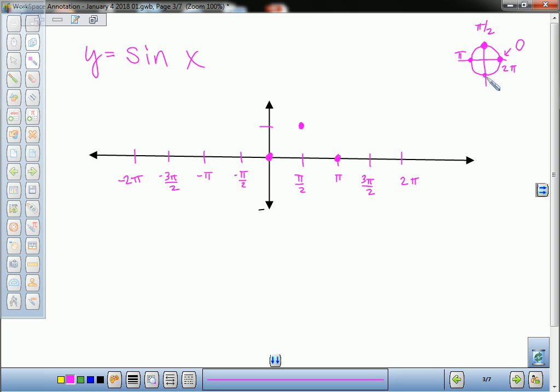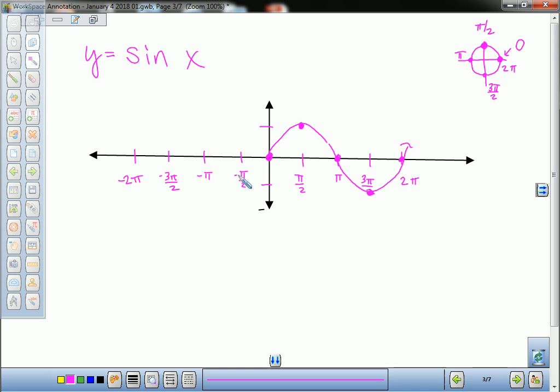What is the y value down here at 3 pi over 2? Negative 1. So we're down here. What is the y value at 2 pi? 0. This is why our function looks like this. It comes from the y values, which is what sine is, of the unit circle.